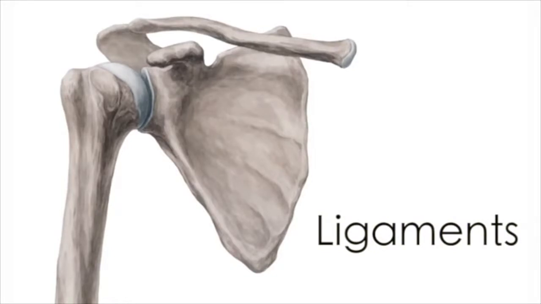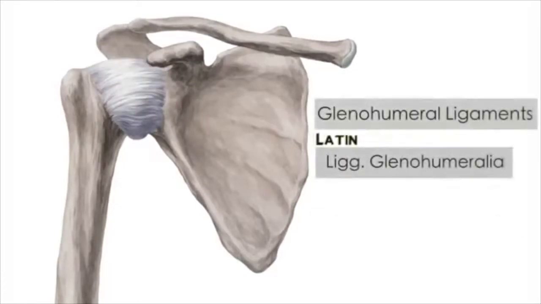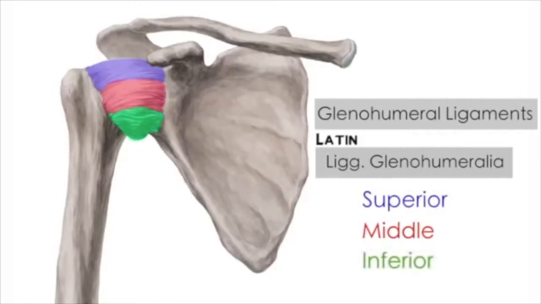There are 6 that we're going to talk about in this tutorial. The first one is the glenohumeral ligament, as you can see here. This is also divided into 3 other ligaments, or 3 other weak bands of fibrous tissue: the superior, the middle, and also the inferior glenohumeral ligaments.